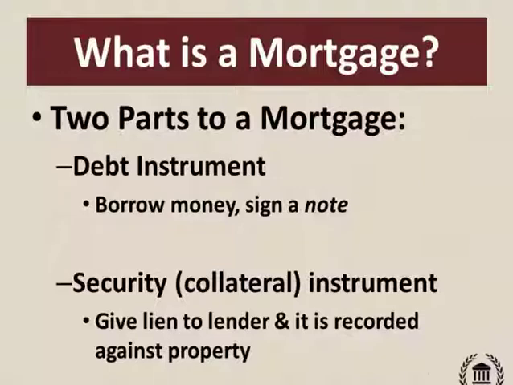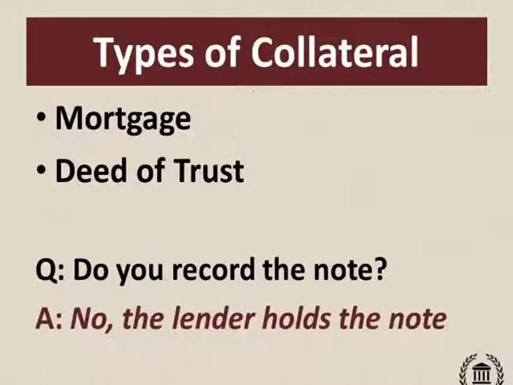Now, you don't give a deed to the property to the lender like you do in the car business, right? In the car business, you actually give title to the lender to hold for you, and then you pay it off, you get the title. In the mortgage business, you give a collateral in the property in the form of a lien, which is a security instrument. And that security instrument is two types: mortgage and deed of trust. We'll get to those details in just a moment.